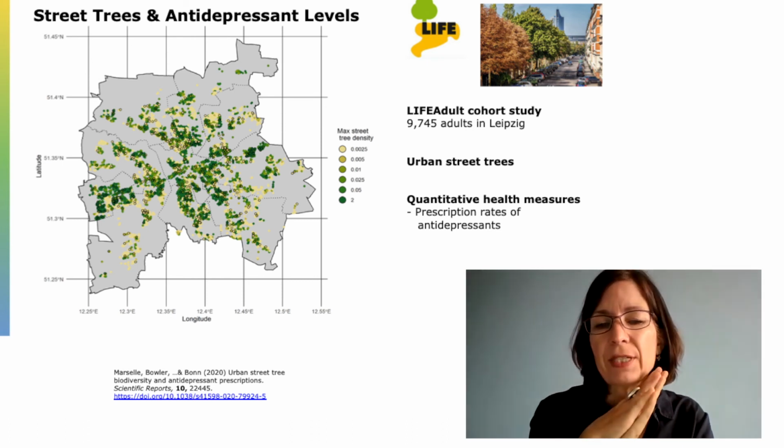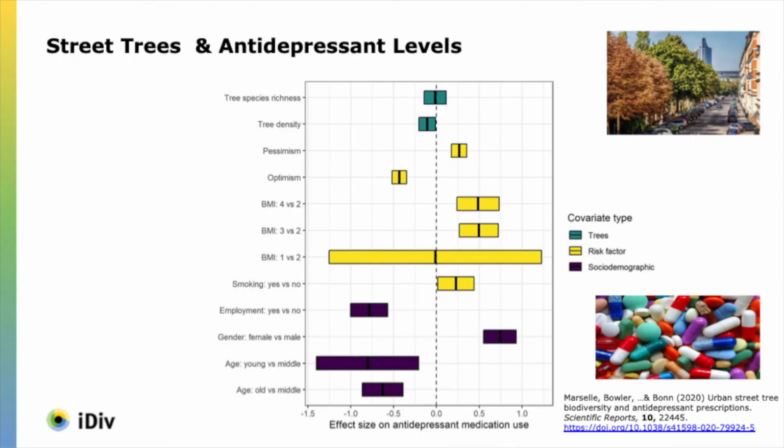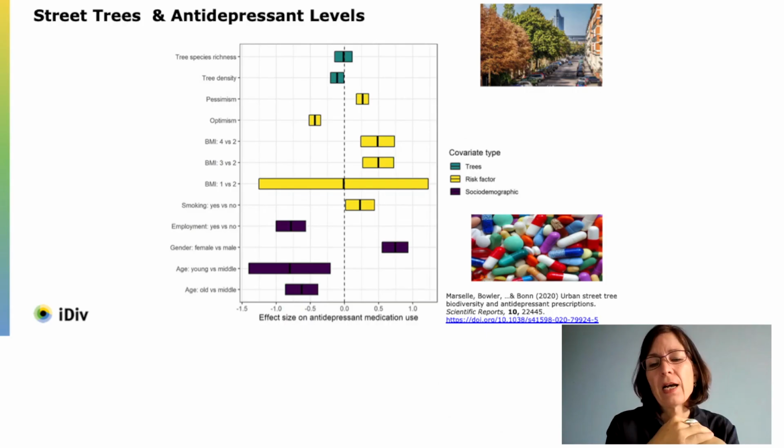We looked at different aspects. As we can see in this graph, for example in yellow, how pessimistic or optimistic a person is, the weight of a person, and whether they smoke are significant risks for depression.